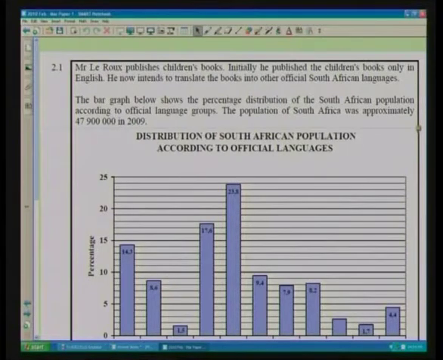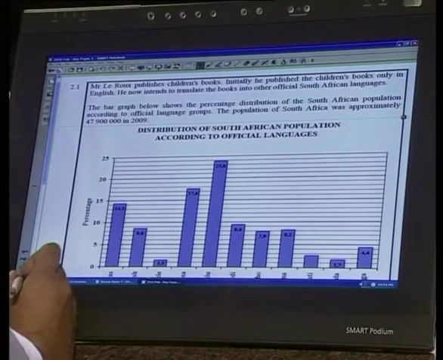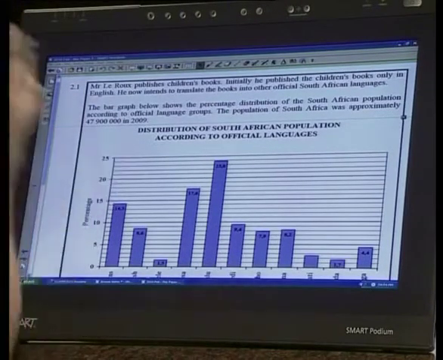The bar graph below, here it is, shows the percentage distribution of the South African population according to official language groups. The population of South Africa was approximately 47,900,000 in 2009. So, let's have a look at this. We have a guy here called Mr. LaRue. And Mr. LaRue decides he's going to publish some books. But he does a very, very silly thing here. He only publishes them in English.